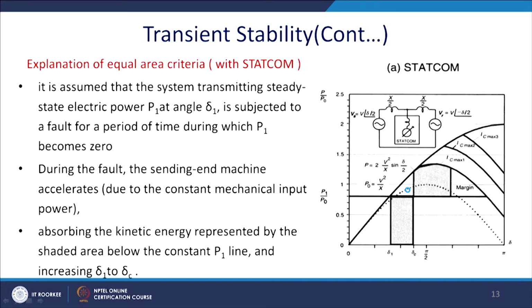So, let us go back again to our two machine model, and this is the case of the STATCOM equal area criterion. This one is the accelerating area and this one is your decelerating area. So, this is the margin, and you can change this margin by changing the value of IC max.